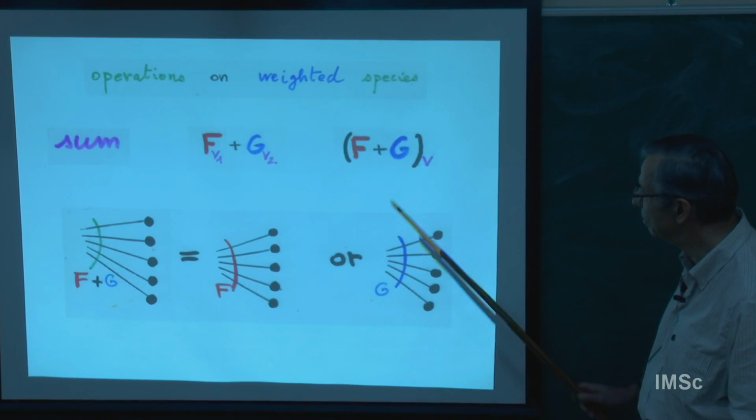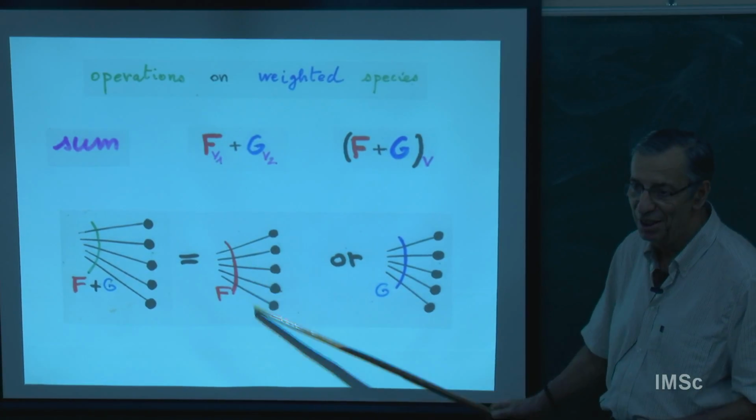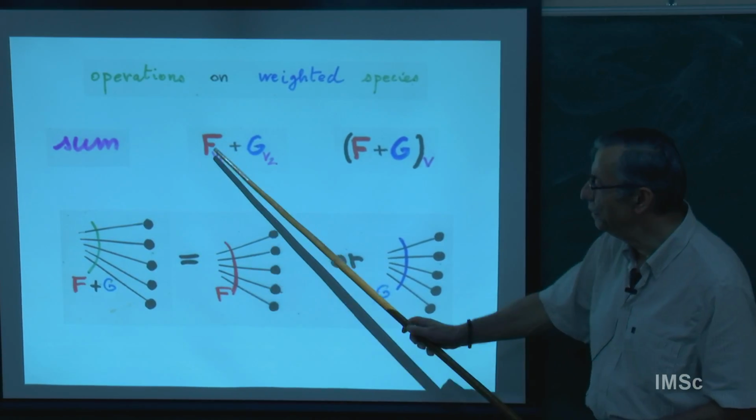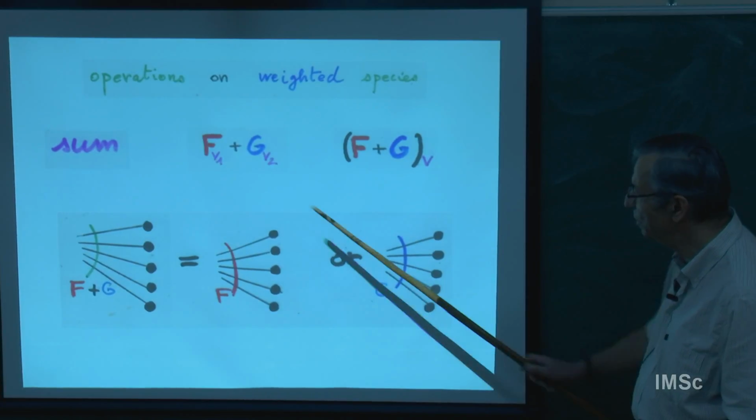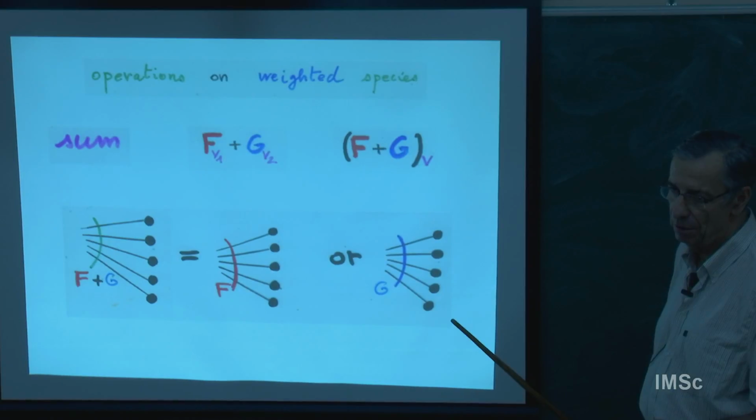And the intersection must be empty between these two lists of structure. So what is the weight? The weight V associated to F plus G is just, when you have an F structure, you take the weight V1. If you have a G structure, then you take the weight V2, and then this defines the weight V associated to the sum.